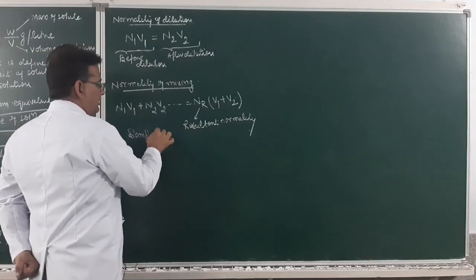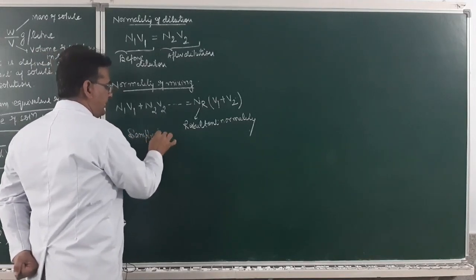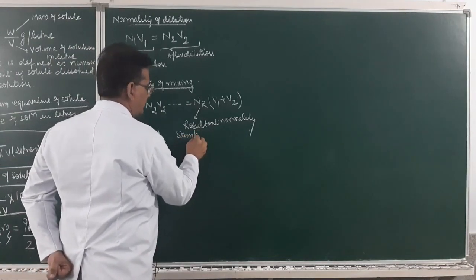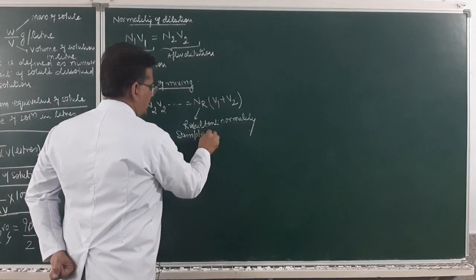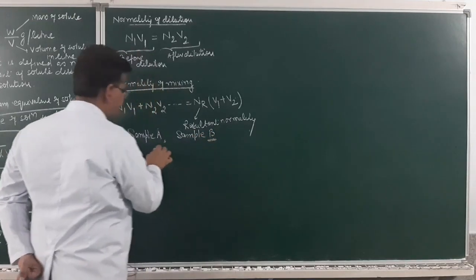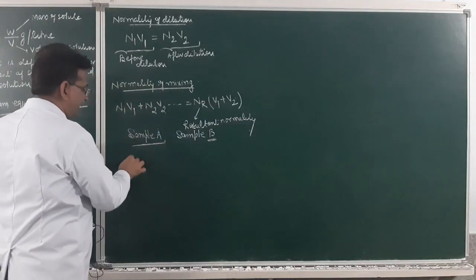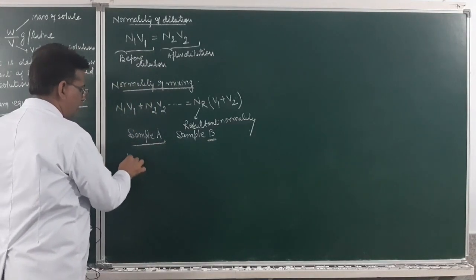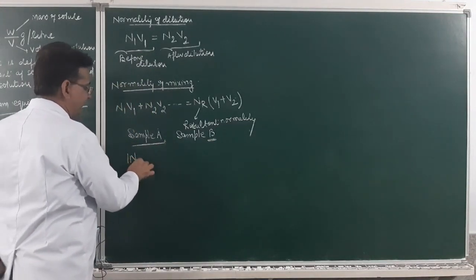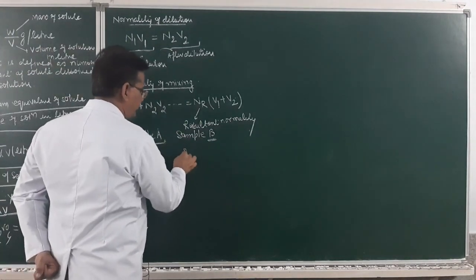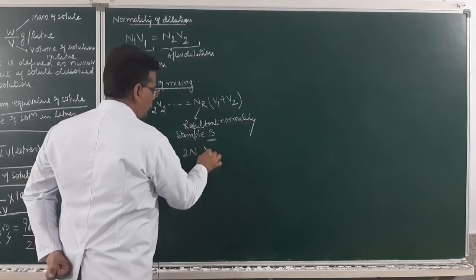Take a sample A and a sample B of two solutions. Suppose the normality of A is 1 normal and its volume is 1 liter. The normality of B is 2 normal and its volume is 2 liters.